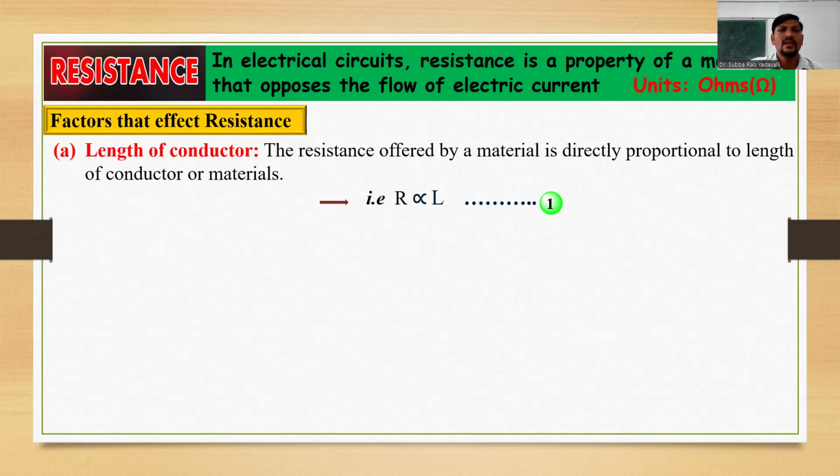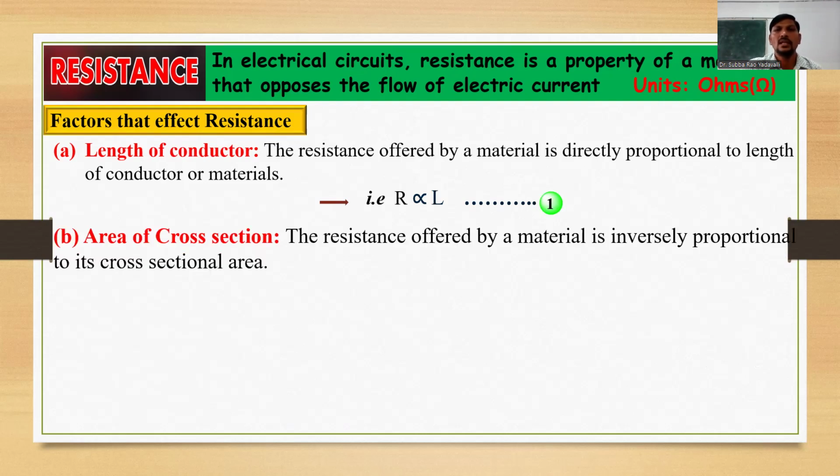And the next one is the area of cross section. The resistance offered by a material is inversely proportional to its area of cross section. If the area of the material increases, then the resistance decreases. And if the area of cross section decreases, it has more resistance. So R is inversely proportional to A, that means R is directly proportional to 1 by A. This is equation 2.